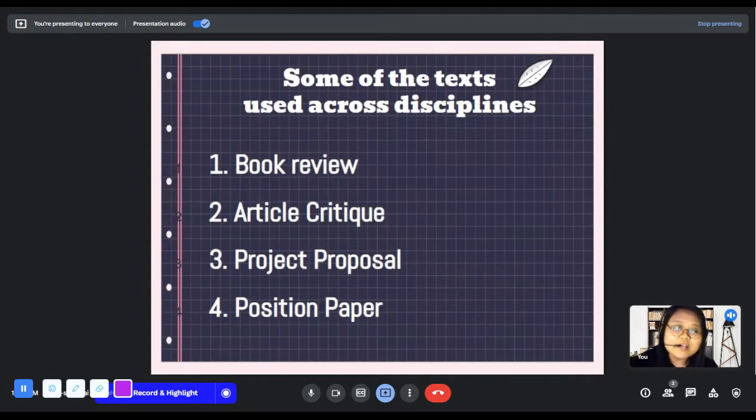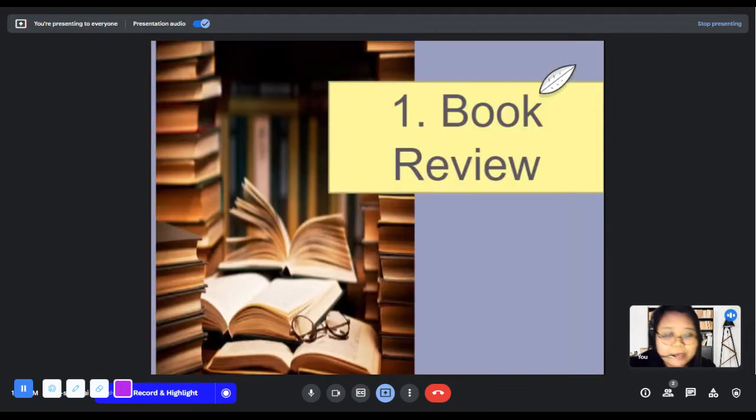These are the four samples or texts that we use across discipline. The very first one, we have the book review, article critic, project proposal rather, and we have lastly the position paper. Let's talk first about a book review. Book review is a form of literary criticism in which a book is described and analyzed based on the content, style, and merit. A book review may be a primary source, opinion piece, summary review, or scholarly review.